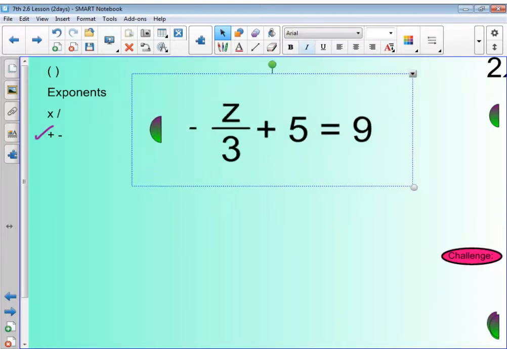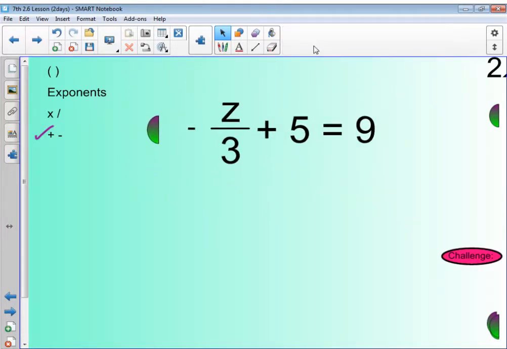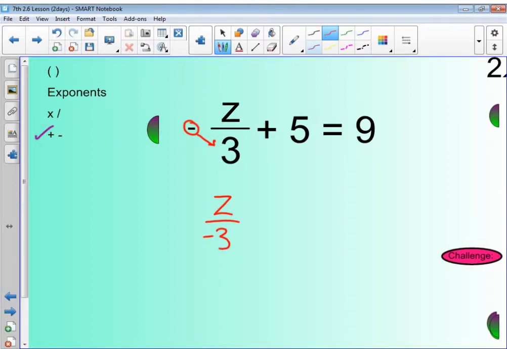Okay, so before I get you started on this one, here's what I want you to understand. This negative that's sitting out in the front has to either go with the z or the 3. I always just go ahead and apply it with the 3. And here's why, because otherwise it's an extra step later if I put it with the z. So instead of looking at it as negative z over 3, I looked at it like this. Z divided by negative 3 plus 5 equals 9.